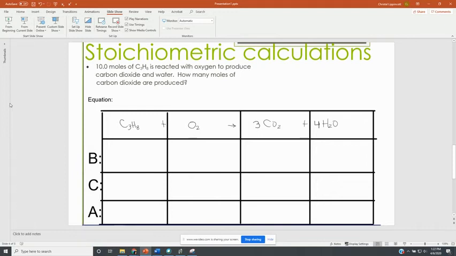Then I need to balance my oxygens. So 3 times 2 is 6 oxygens here, plus the 4 oxygens here is 10. 10 divided by 2 is 5. So I have my balanced equation now.